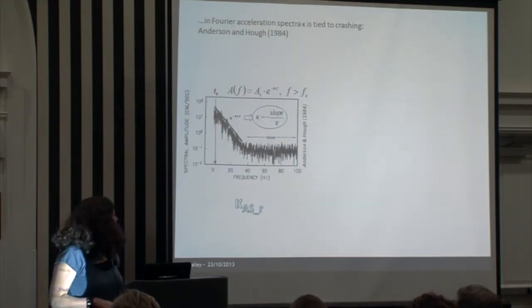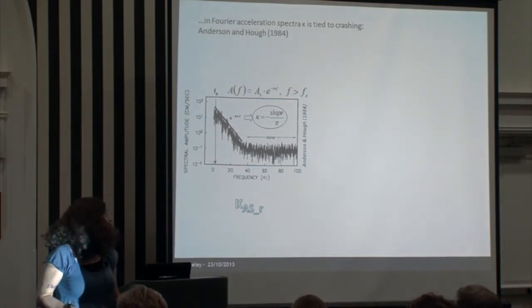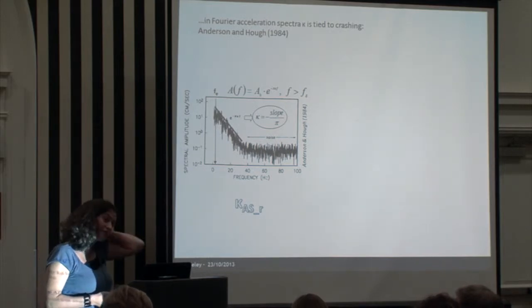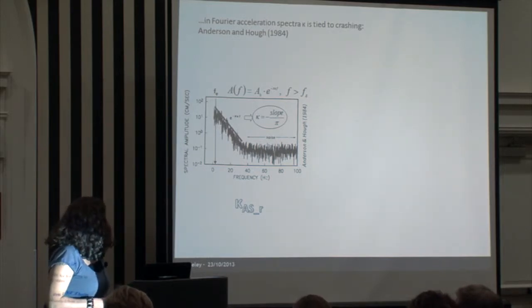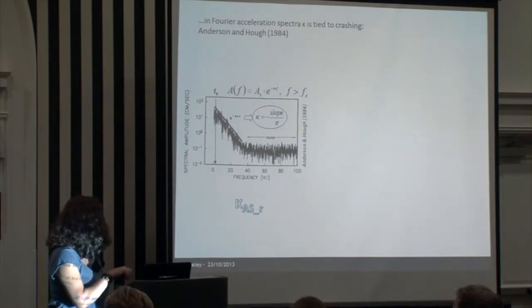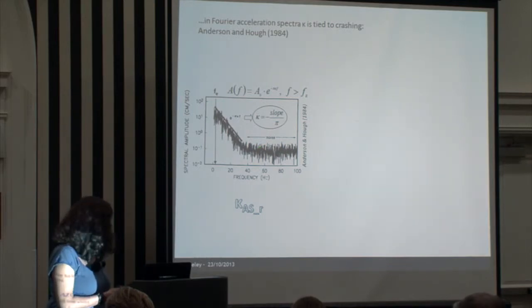Just a quick reminder about what we're talking about. We're going to be looking at kappa in the traditional sense, according to the definition of Anderson and Hough. We'll just be calling this kappa acceleration slope, and we measure it off the high frequency slope of the acceleration spectrum on log-linear scale.